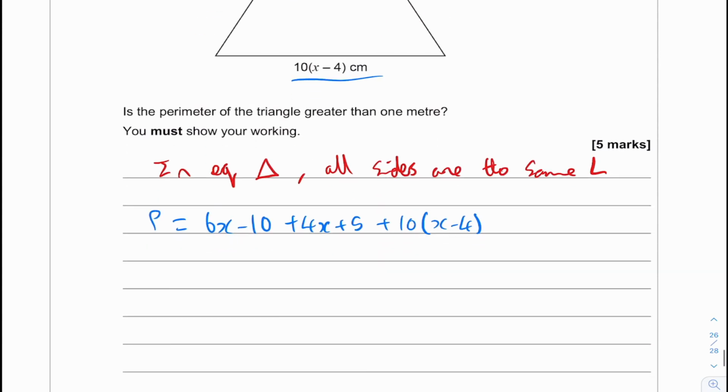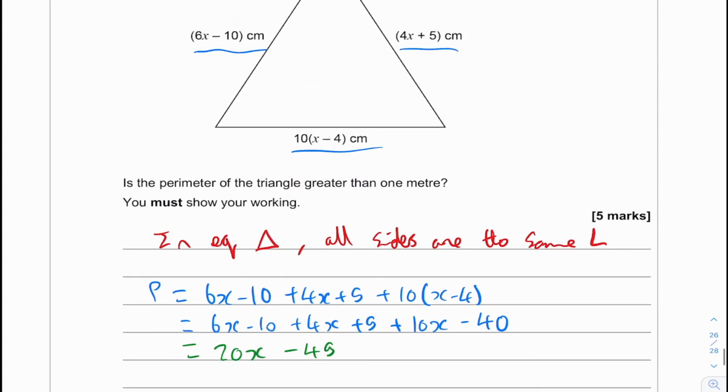We'll then expand that bracket to be left with 6x minus 10 plus 4x plus 5 plus 10 times x is 10x. Then we've got 10 times minus 4, so take away 40. We'll then collect like terms to get the final answer for our perimeter. So we've got 6x plus 4x plus 10x, which is 20x. And then we've got minus 10 plus 5 and minus 40. So that is equal to minus 45. So that is our perimeter, 20x minus 45.